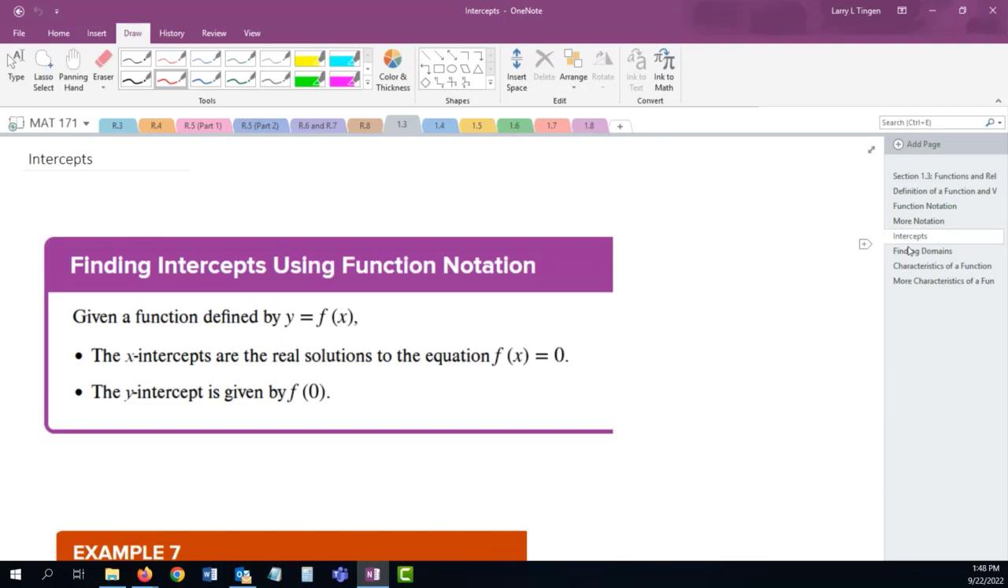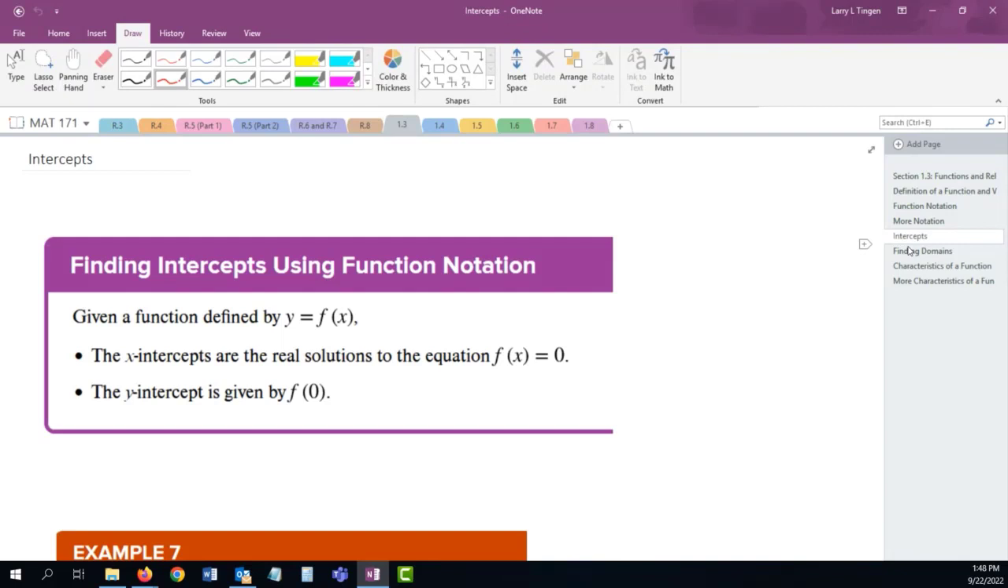All right. And let's deal with intercepts. I'm going to have two of them: an x-intercept and a y-intercept. The x-intercept is literally the point where my graph, my line, or my function crosses the x-axis. The y-intercept is literally where the function crosses the y-axis.